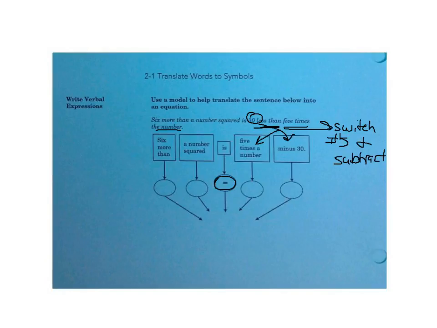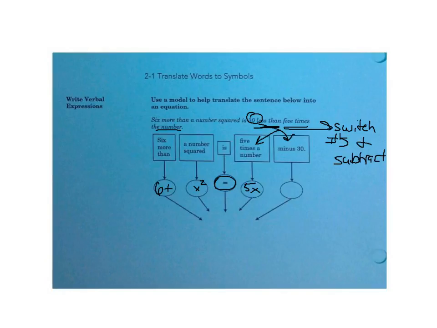So, to fill in the open circles below, 6 more than means that 6 plus something. A number squared would represent x to the second power. It already gave you what equals is. Remember that that is always is. Is and equals are the same thing. 5 times a number is 5 multiplied to a number.